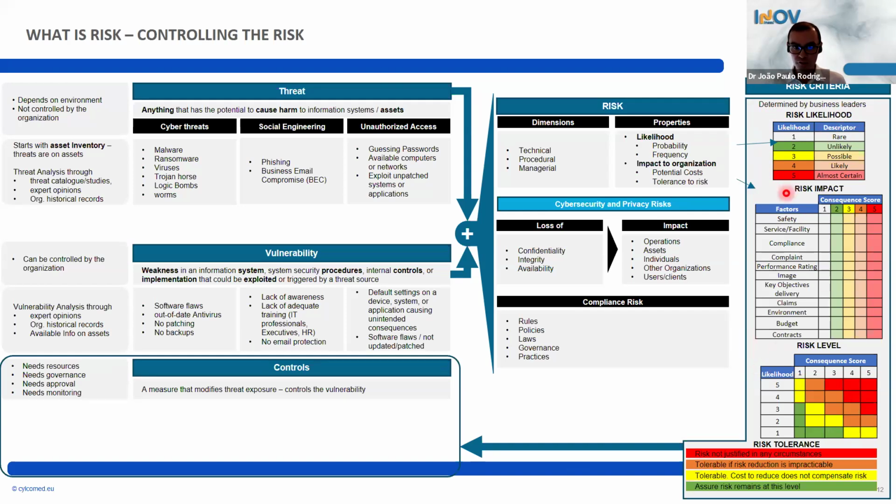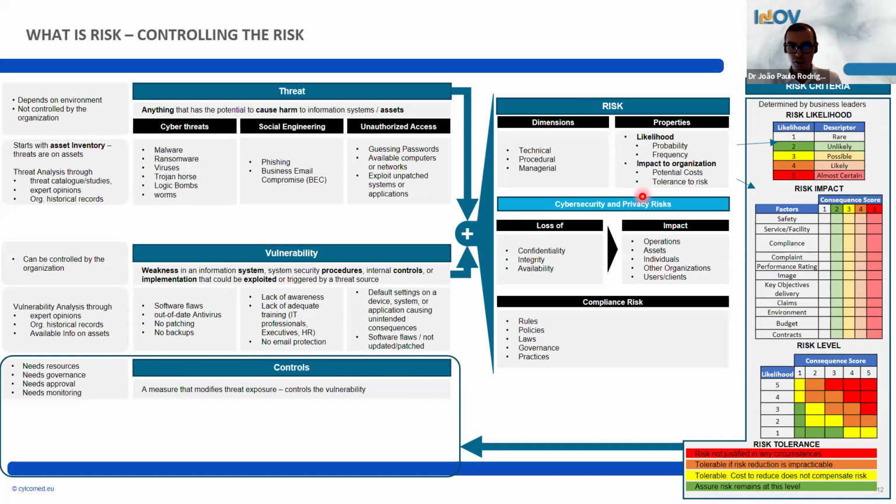After a risk evaluation takes place, decisions must be made whether to implement controls or not. So what is a control? A control is something that we put in place in order to control the vulnerability. If we control the vulnerability, we control a component of the risk and we lower the probability of a risk occurring, okay?